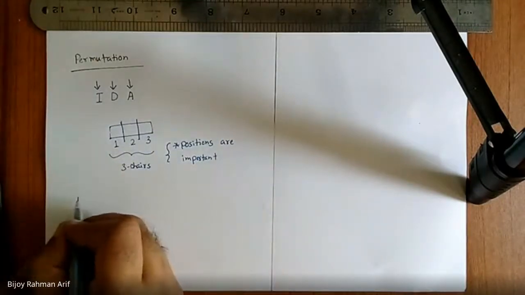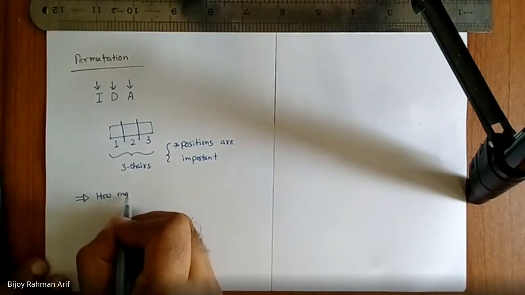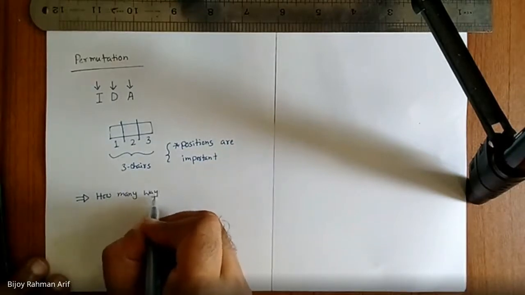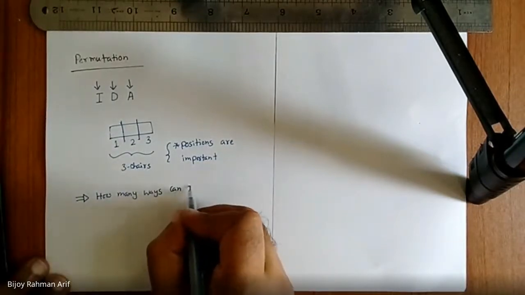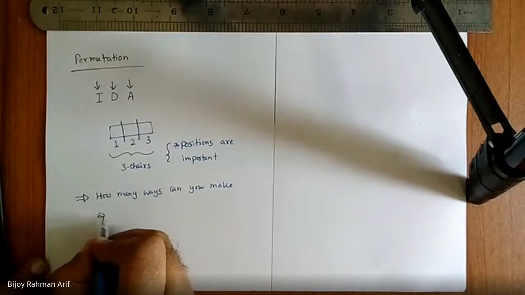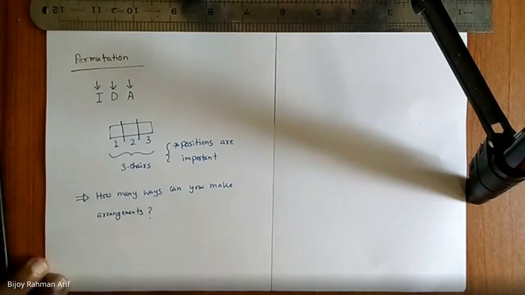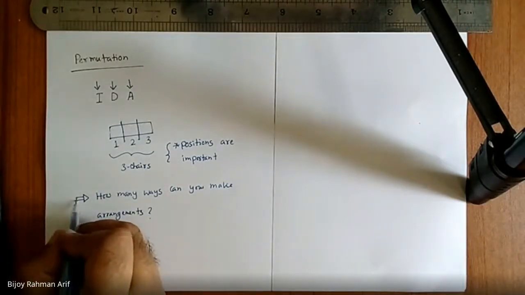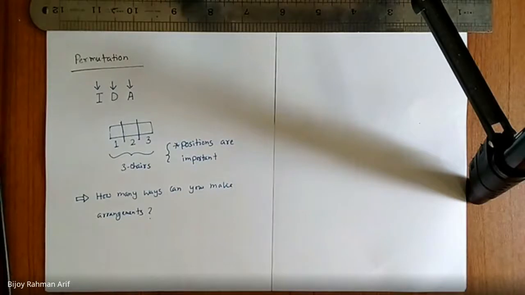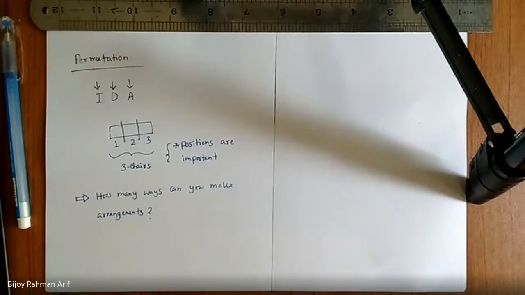Now the question is, how many ways can you make arrangements? Is the question clear to you guys? How many ways can you make arrangements? Now what would be the answer? 3 factorial. Acha. But what is the logic behind that one?